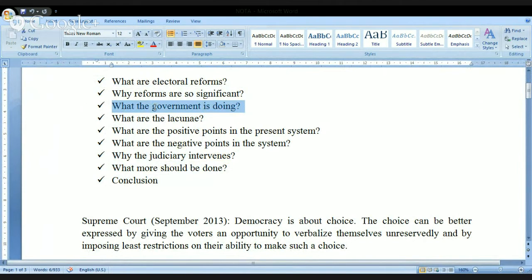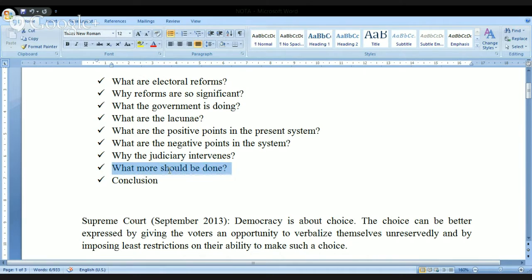Number 3, what the government is doing. We, the people of India, have every right to raise any question. And what are the lacunae that are present in the existing system? What are the positive points in the present system? And what are the negative points in the present system? Why does the judiciary intervene every time? Is it permitted to do so? Yes, it is permitted to do so. We'll understand after some time. What more should be done?